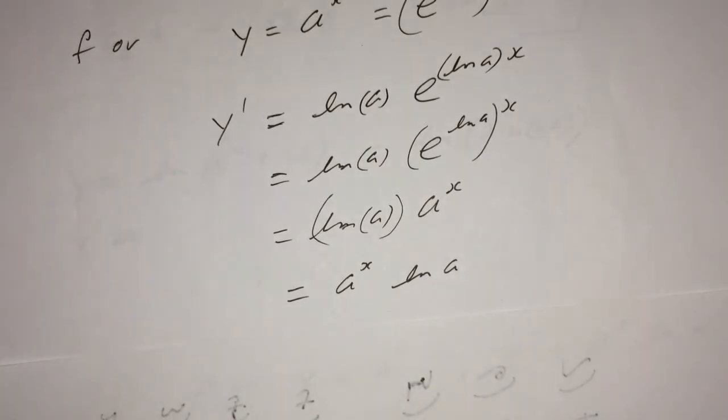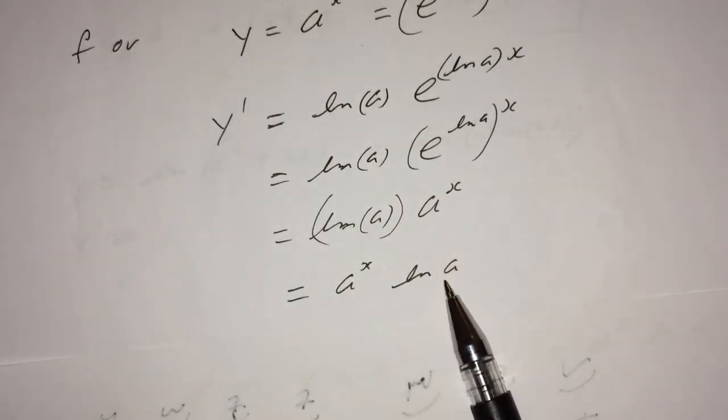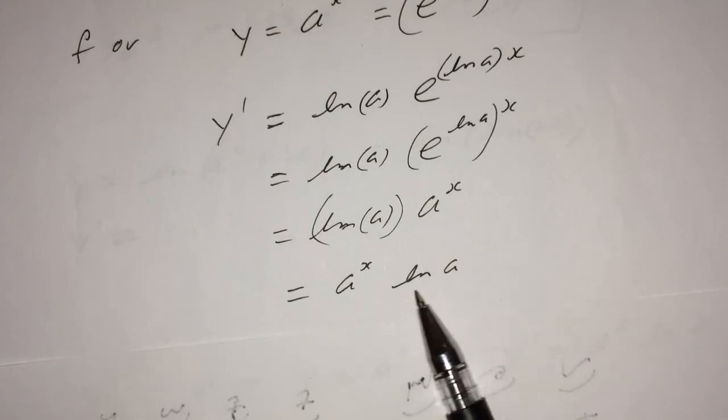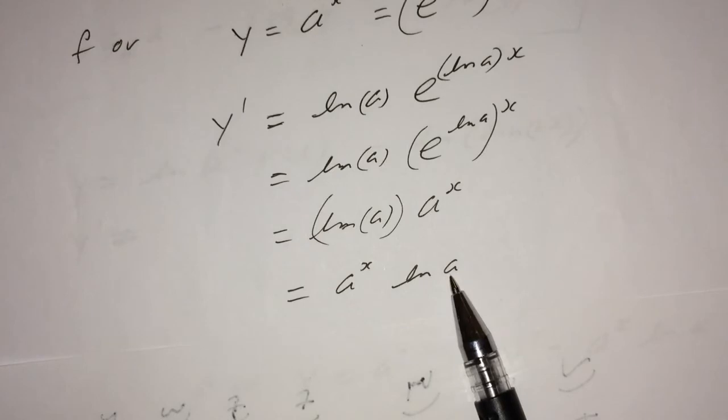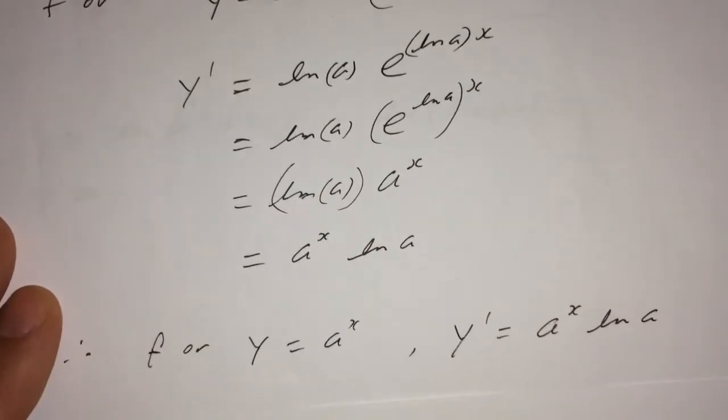Not as nice as e to the x, but if you did this as e to the x, it would be e to the x ln e. But log base e of e is 1. Log base e of anything else is not 1. So when it's a to the x, it's a to the x ln a. Okay, so that's your summary for that.